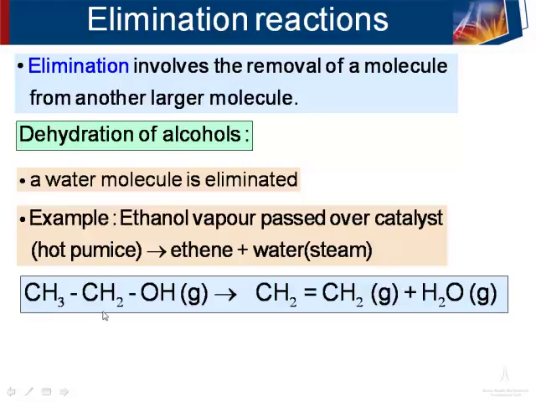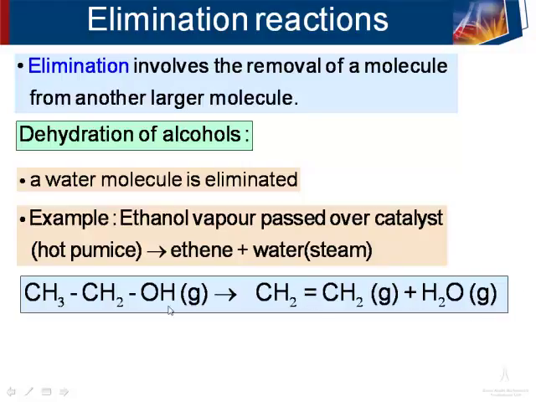Here we have ethanol, the OH group, showing us that it is an alcohol. Meth-eth, it is ethanol. Now this ethanol as a gas or a vapor passed over a catalyst, and what occurs is that water is removed. So the OH is extracted from this carbon and one hydrogen from this carbon, and you can see a double bond is then formed and we have water.